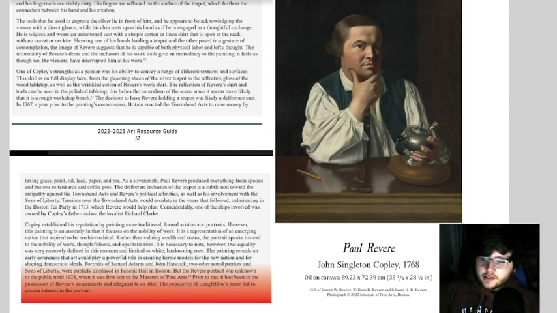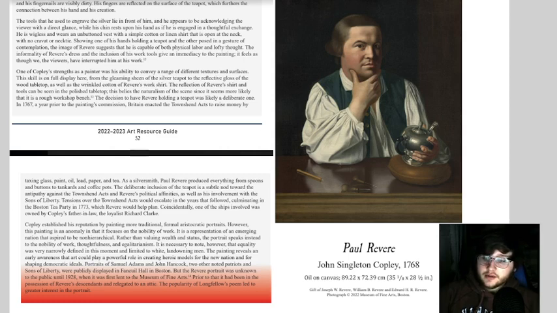It is necessary to note, however, that equality was very narrowly defined in the moment and limited to white landowning men. The painting reveals an early awareness that art could play a powerful role in creating heroic models for the new nation and for shaping democratic ideals.